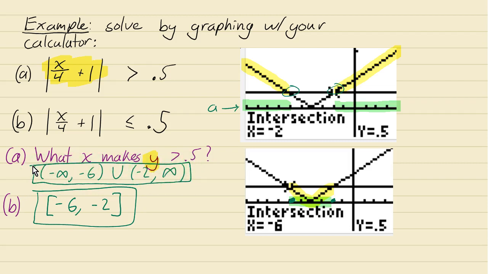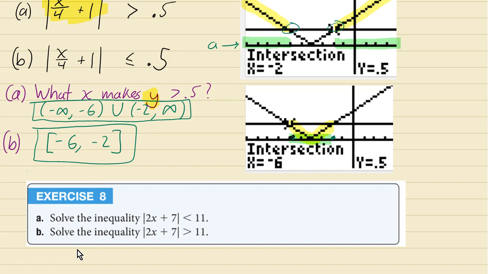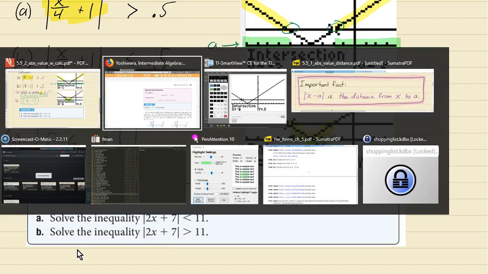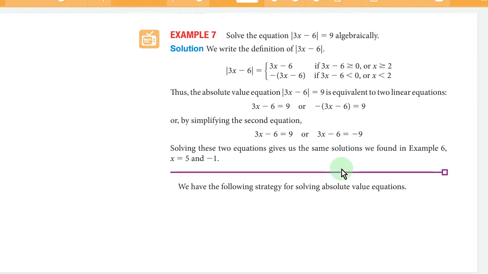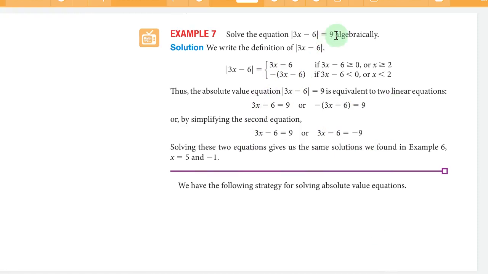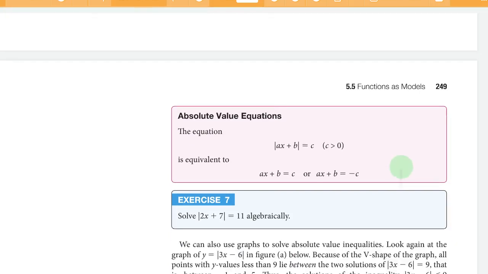All right. So here's the exercise for you to do. I will leave you to it. But before you stop the video, let me just point something out. There's some stuff in the book here that we don't need. The book uses this algebraic method of solving these, where you use the definition of absolute value as this piecewise function thing, and then set up two equations, and then solve each of those two equations. But that only works when the number on the other side is positive.